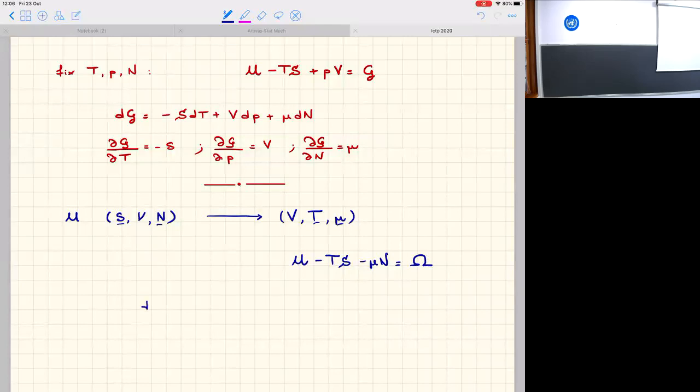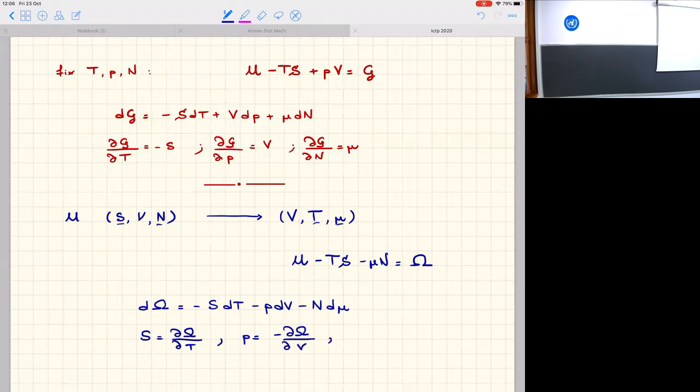If I take the differential of this grand potential, it is equal to minus SdT, minus PdV, minus n d mu. Then, of course, the entropy is equal to minus d omega dT, the pressure is equal to minus d omega dV, and the number of particles is minus d omega d mu.